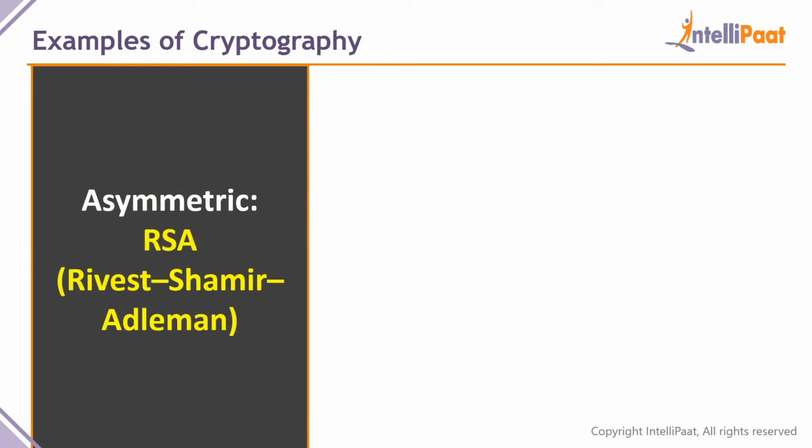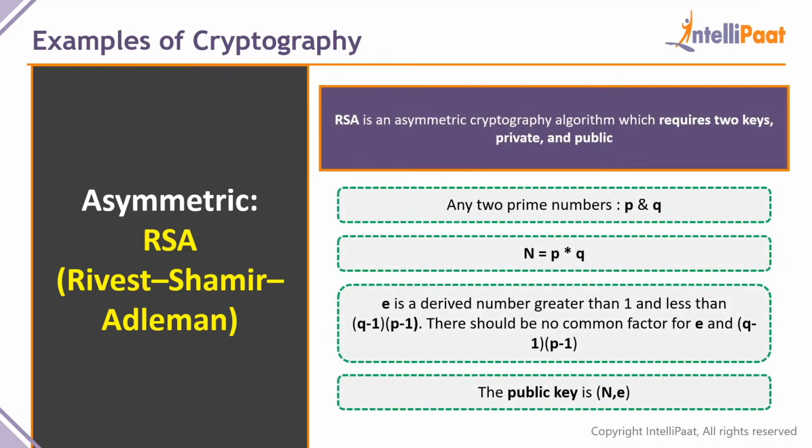Then we have an example of an asymmetric algorithm, which is RSA, Rivest, Shamir, and Adleman. Now, RSA is a mathematical operation. It is also widely used today, but it is an asymmetric cryptography algorithm which requires two keys, private and public, because it is asymmetric in nature. Asymmetric means public key cryptography. So, be with me on this. This is just the algorithm of how this happens. You might be confused by this, but just stick around.